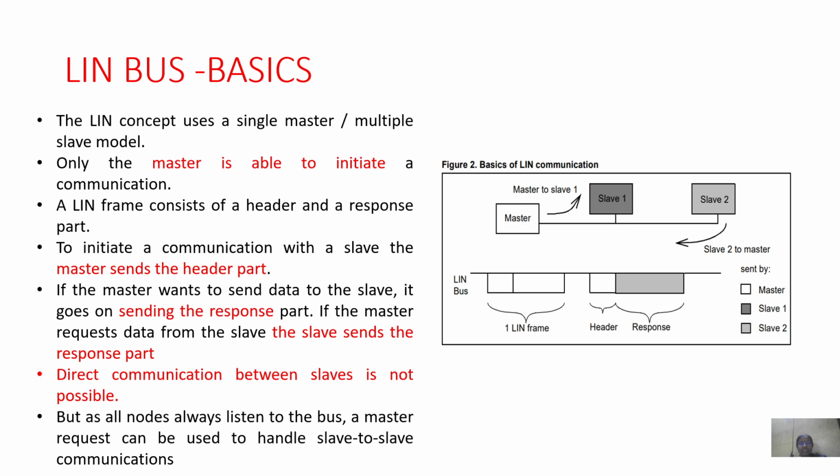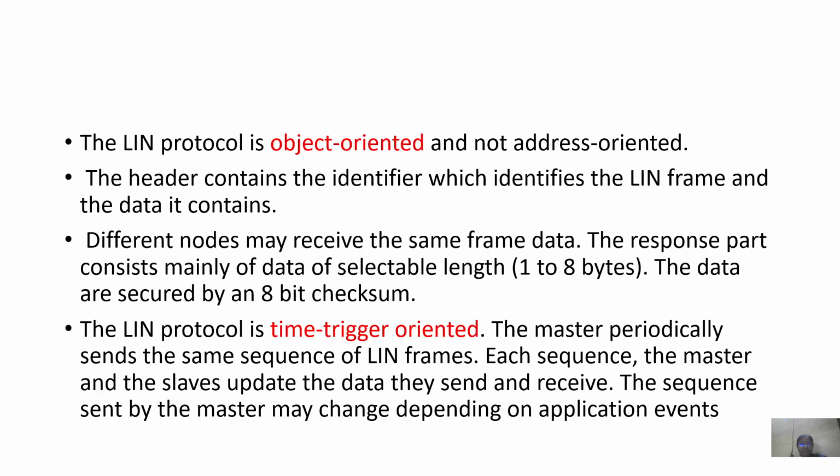Direct communication between the slaves is not possible in a LIN bus. This is object oriented and not address oriented. So the LIN protocol is time triggered. The master periodically sends the same sequence of LIN frames. The header contains the identifier, which identifies the LIN frame and the data it contains. The response part consists mainly of data of selectable length.